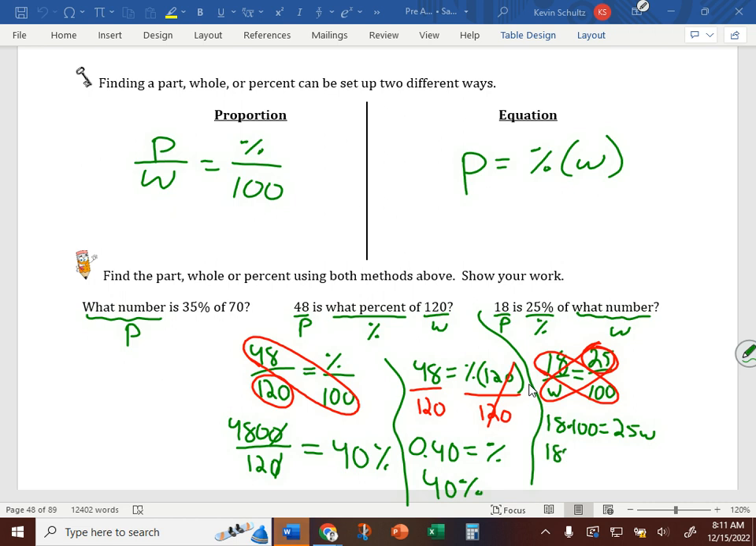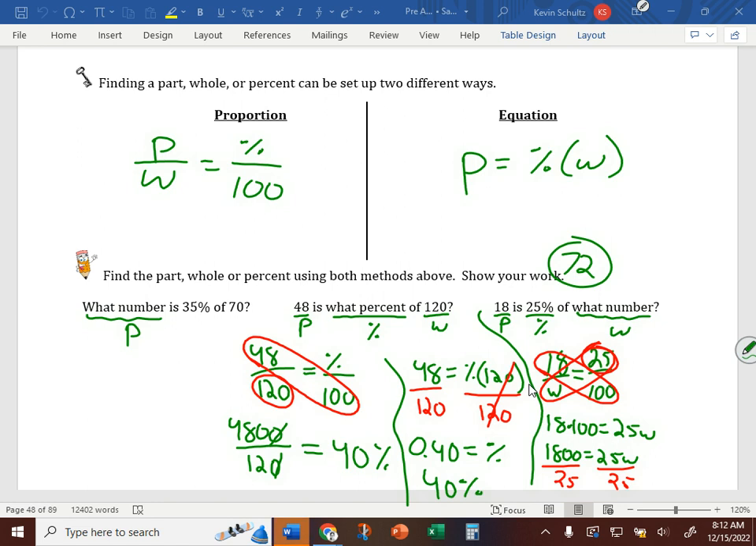18 times 100 is 1800 equals 25W. And since we now have an equation, we're going to divide both sides by 25. We divide. It makes sense because we're multiplying there, 25 times the whole. To undo that, divide by 25. And what do we get? 72. Okay, I'll put it up here. 1800 divided by 25 is 72. So 18 is 25% of what number? 18 is 25% of 72.